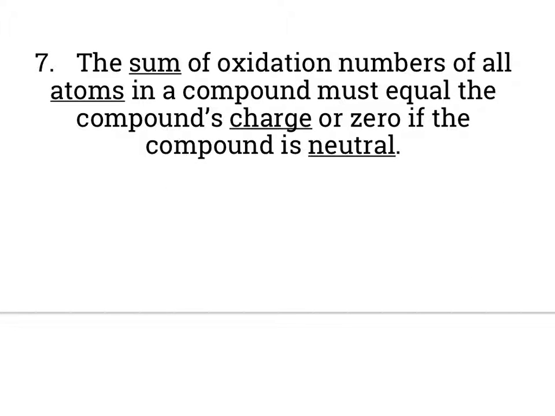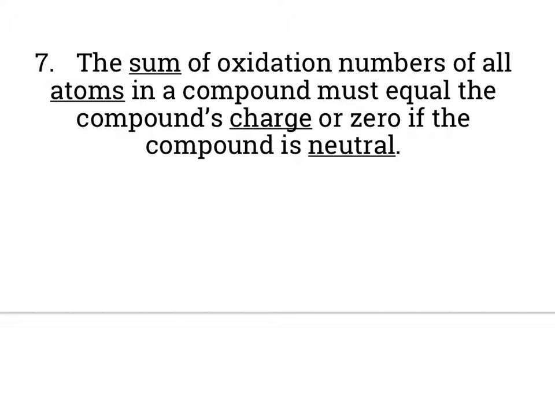Rule 7 states that the sum of oxidation numbers of all atoms in a compound has to equal the compound's charge, or 0 if the compound's neutral, because then its charge is basically 0, meaning all the atoms and their oxidation numbers have to add up to their charge. So if there are 2 atoms of something with an oxidation number of 2, then each of them is bringing 2 for a total of 4 being brought, like 4 positives or something. It's back with balancing charges from a long time ago that hopefully you kind of know what you're doing.